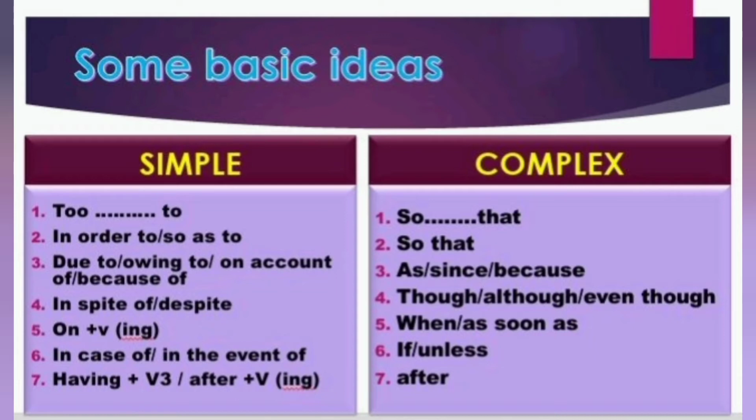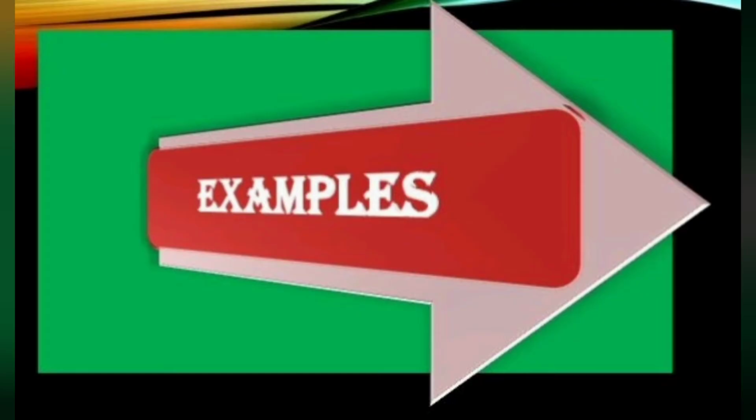In place of on plus verb ing form, we can use when or as soon as. In place of the phrase in case of or in the event of, we need to use the conjunctions if or unless. And if there is having plus verb 3 or after plus verb ing form, something like after completing, after doing my work, we have to use the conjunction after in a complex sentence. So with this idea, let us see some examples.